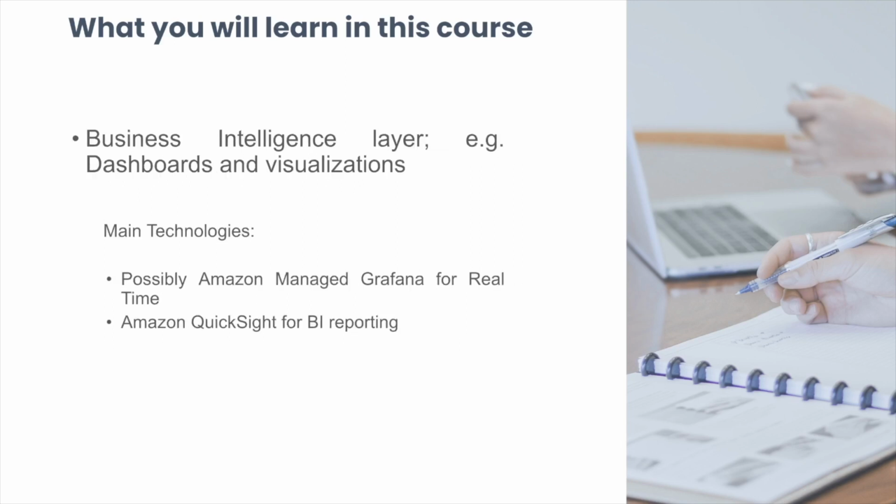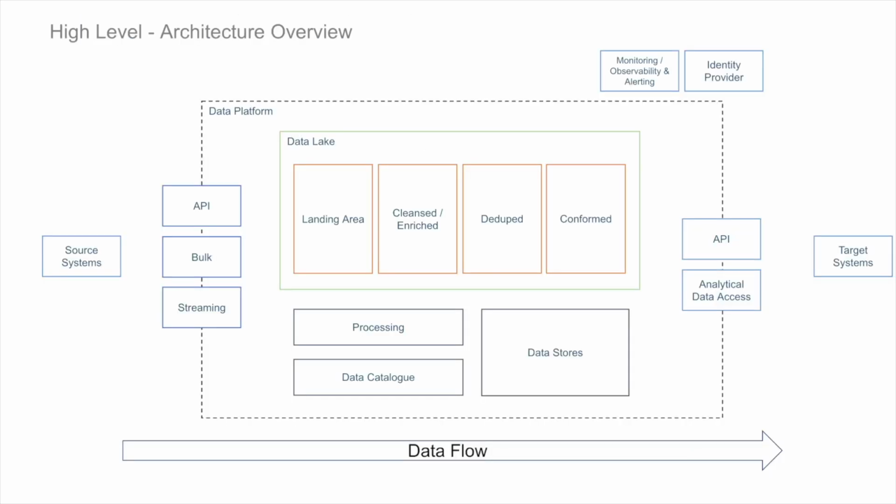And at the end, we will be building our business layer, that is basically building dashboards and visualization. For real-time analytics, we will be using Amazon Managed Kafka. For business intelligence, we will be using Amazon QuickSight. So now this is what the high-level architecture of our system looks like.